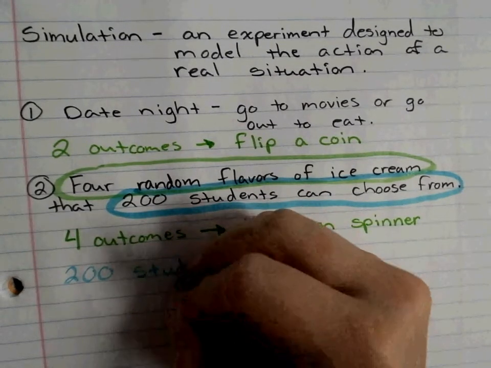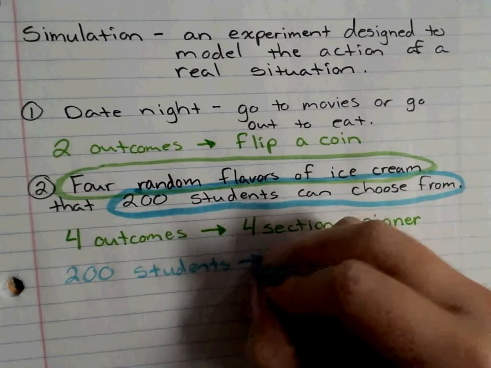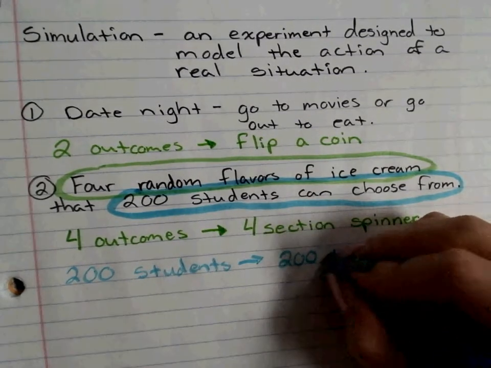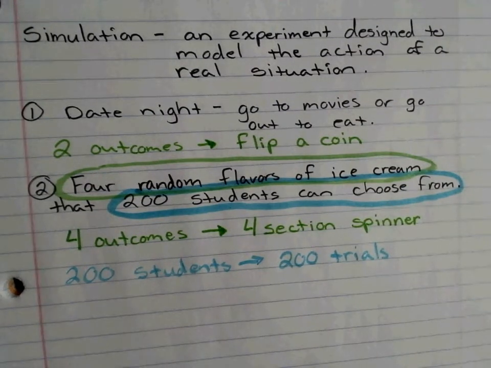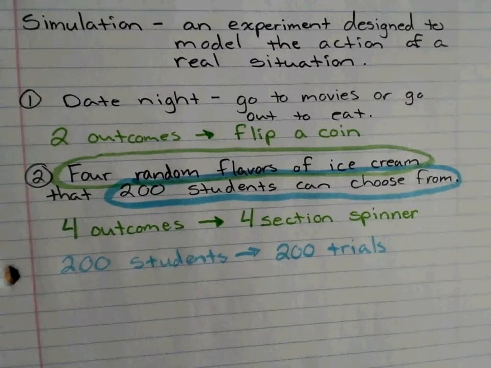All right, so the 200 is going to represent the trials. And remember, trials means how many times you're going to perform that experiment. So we know that there's 4 flavors of ice cream to choose from. It's going to be chosen 200 times because there's 200 students making those choices. So if we were performing an experiment, we would have to spin that 4-section spinner 200 times to simulate the action of 200 students going through and choosing an ice cream.